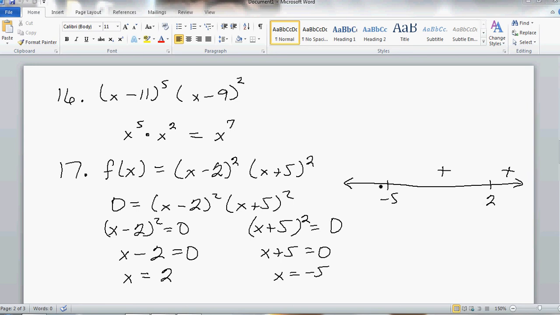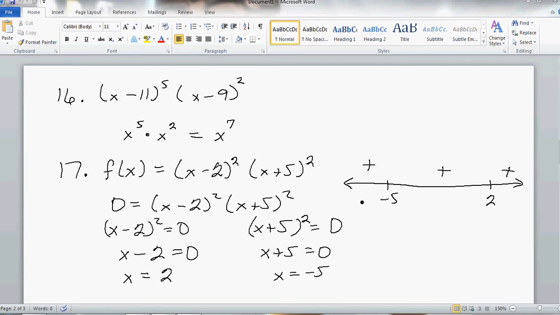And likewise, down here at negative 5. What's the multiplicity of negative 5? I look, there's a 2. Multiplicity of 2 means it simply touches and then bounces right back. It's up here doing whatever it wants to do, it comes down, hits negative 5, and then bounces right back up. So it's positive as well.